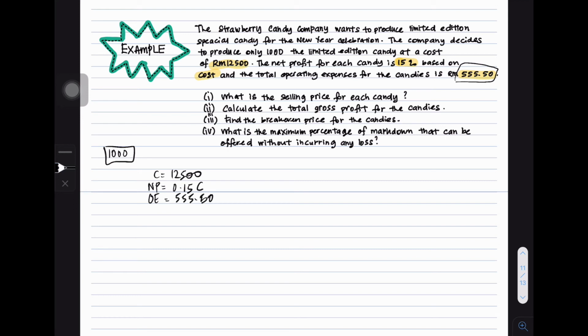Okay, now soalan yang pertama tanya, what is the selling price for each candy? Selling price is the retail price R, where R is the cost plus with the operating expenses plus with the net profit. Okay, so C, operating expense adalah RM555.50 tambah dengan net profit. So net profit adalah 0.15C. So we have 0.15C. Okay, so C tambah dengan 0.15C, kita ada 1.15C plus with RM555.50. Okay, and we know that C is 12,500.